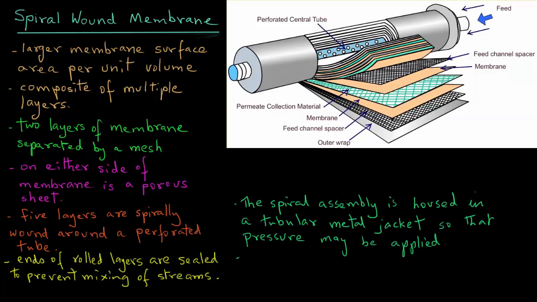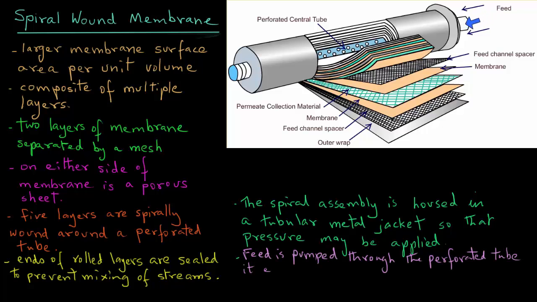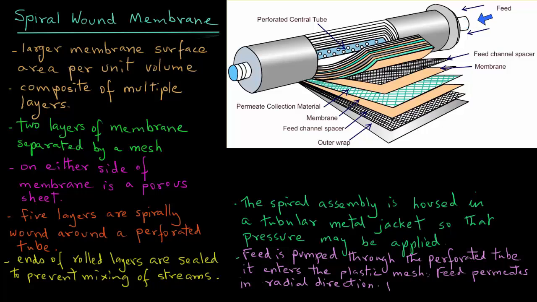So in operation, the feed is pumped through the perforated tube and it enters the plastic mesh. The feed permeates in the radial direction while the permeate leaves through the exit tube, as we see in this diagram.